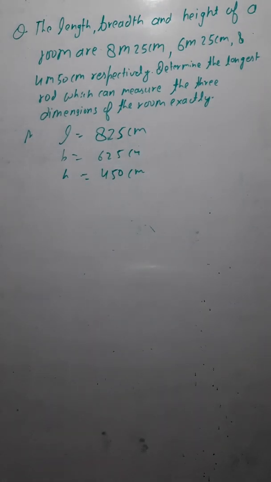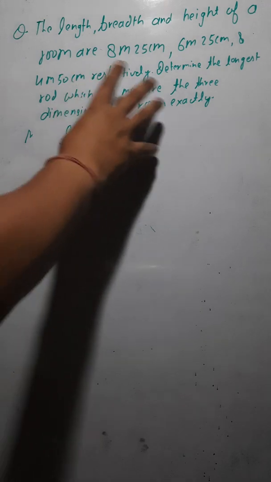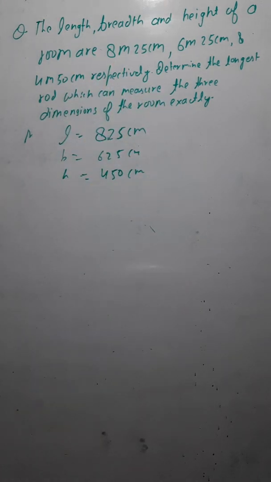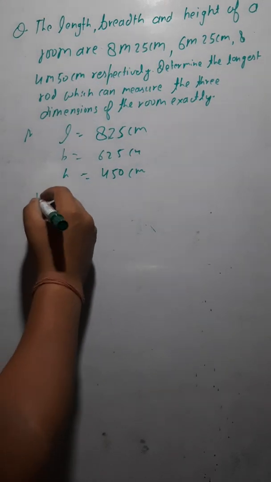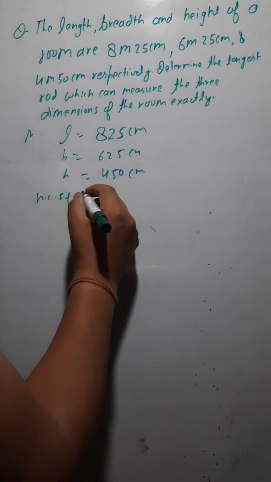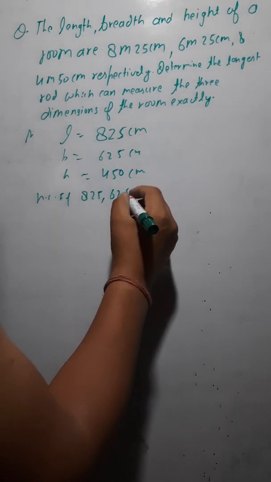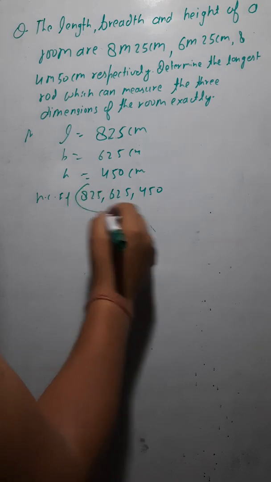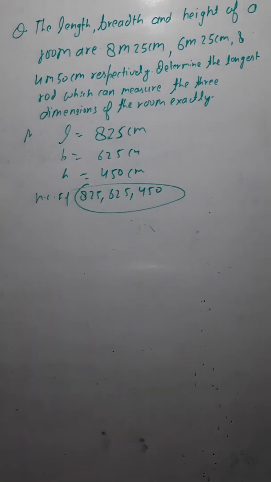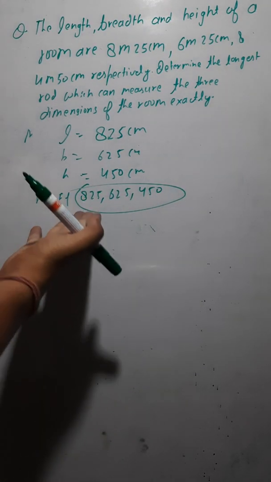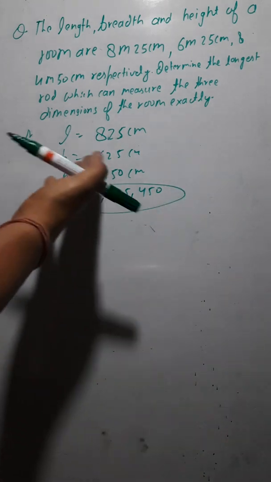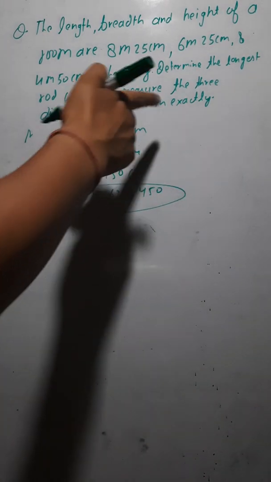Okay. Now we would find out the HCF of these three given numbers. So now, the HCF of 825, 625 and 450. You know how to find out the HCF. You can use the prime factorization method. So by the prime factorization method, find out the HCF of these three given numbers. That would be the required answer.